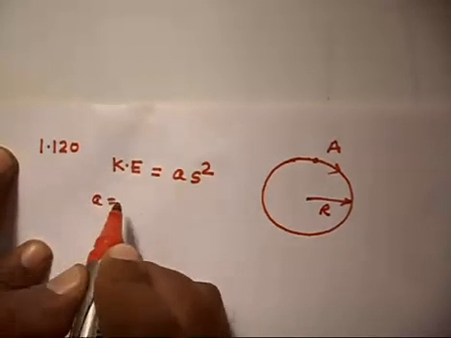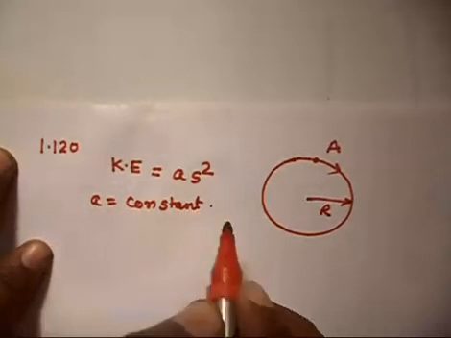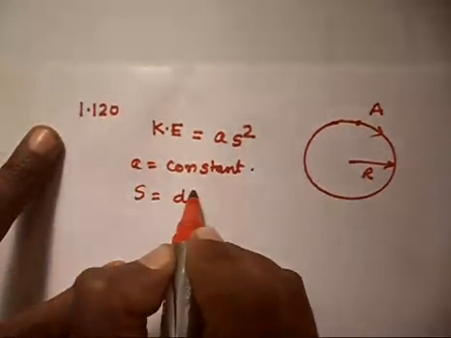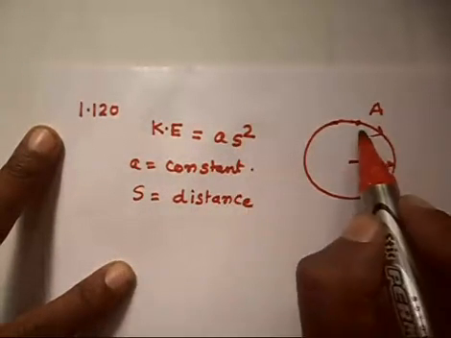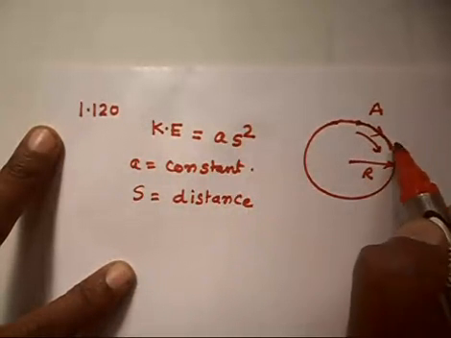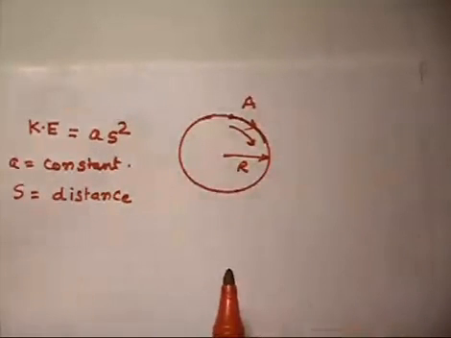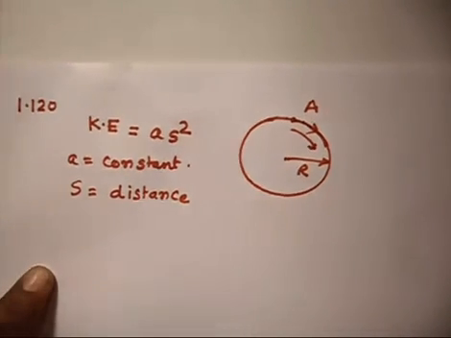A is a constant. What about s? We said s is the distance traveled by the particle. So along the circumference, this is the distance covered by the particle. So you can understand now what I mean when I say distance.